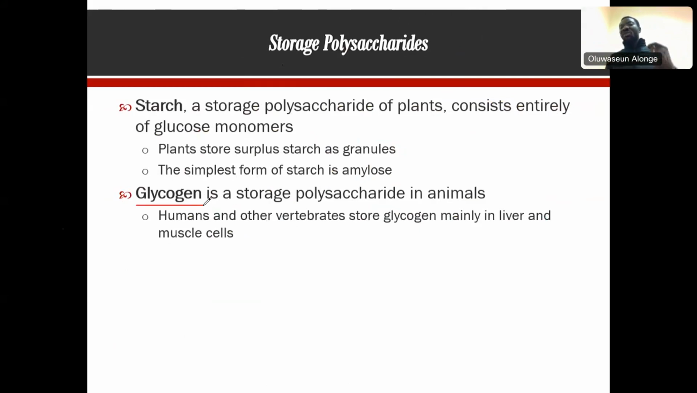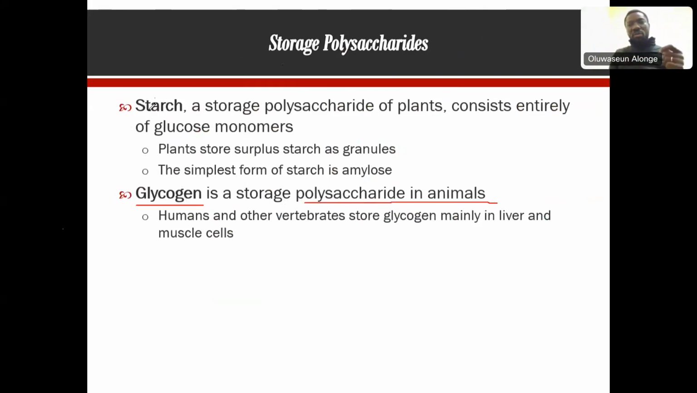Your body does not store it as starch. So when you eat starch, or any food source like that, your body is going to store it as glycogen. So glycogen is the storage polysaccharide in animals. You see that? That is how glucose is stored in animals. All right. Humans and other vertebrates store glycogen mainly in liver and muscle cells. And when it is time to use it, your body is going to go back there and break up that glycogen to make glucose from it. Does that make sense? Yeah.